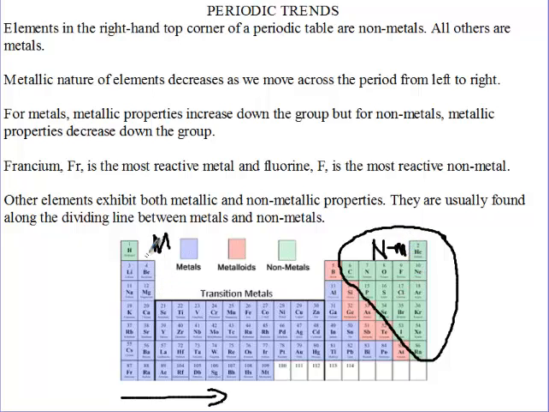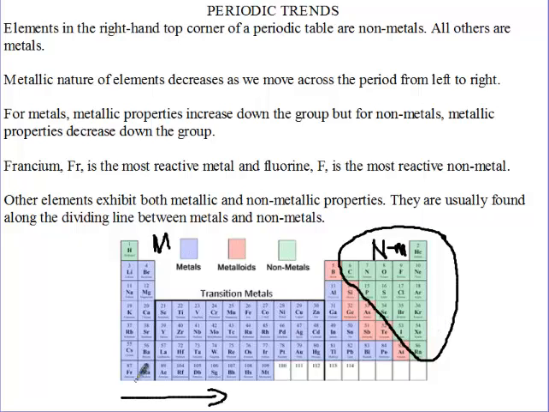Now, for metals, as you move down, the metallic properties increase. When you take non-metals, as you move down, their metallic properties decrease. So as you move across the periodic table, the metallic properties decrease. When you take a metal, as you move down the group, the metallic properties increase. When you take a non-metal group, as you move down, their metallic properties decrease.